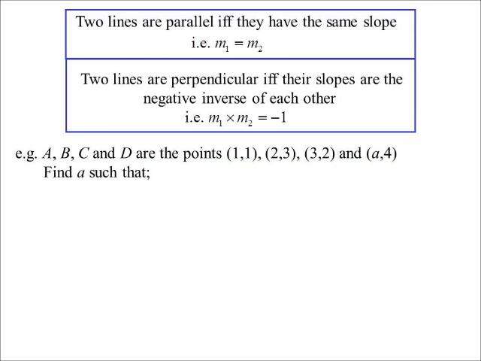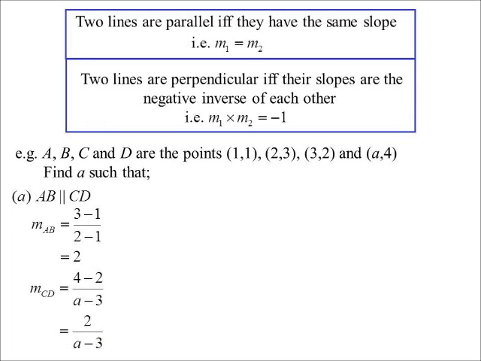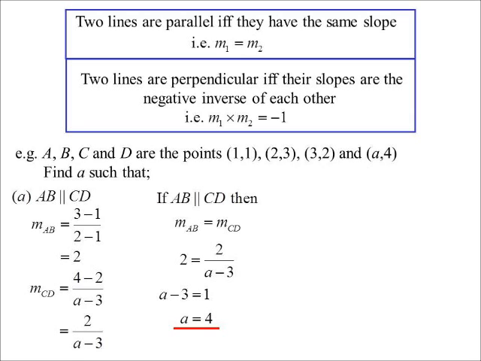So here we go. A, B, C, and D are these 4 points. Problem is, I don't know the x-coordinate of this last point. We're going to find the x-coordinate of that last point such that AB is parallel to CD. Well, if AB is parallel to CD, I know their slopes are going to be the same. Slope of AB turns out to be 2. Slope of CD turns out to be 2 on A minus 3. But we've been told they're parallel, so therefore those slopes are equal. And solving that little equation, we get, well, A must be 4. So the x-coordinate is 4.